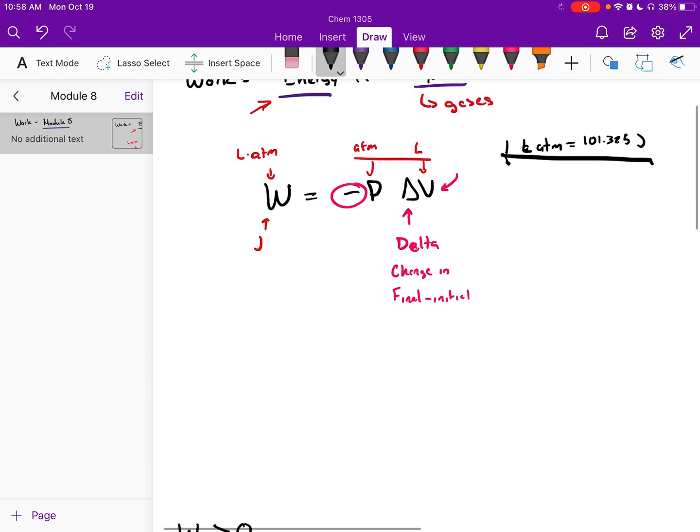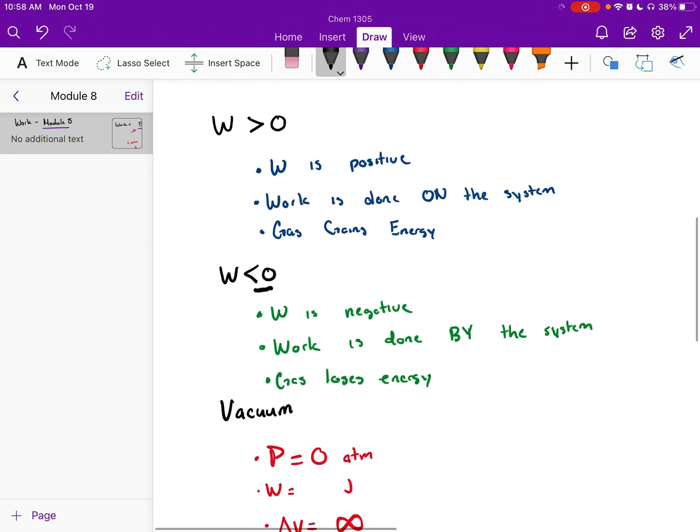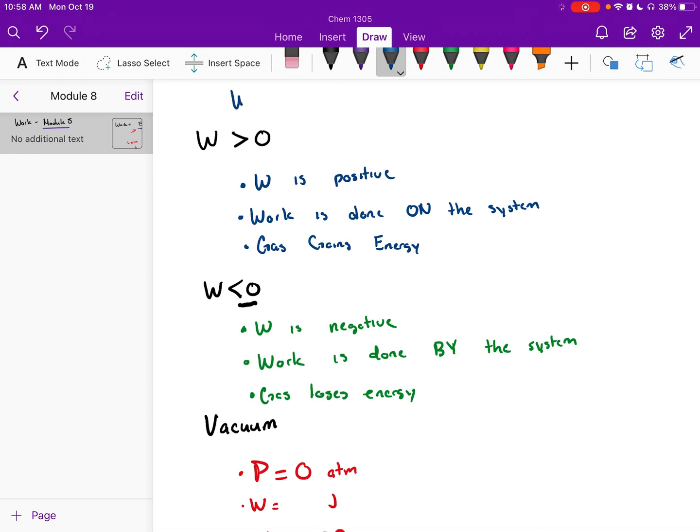So let's break down this work equation into negative P delta V. Remember that we said delta V is just V final minus V initial, and I'm just using F and I. So these are two variants of the work formula. If you use either one of them, it's fine, just as long as you don't forget that negative and you don't forget that delta. Okay, cool. So let's remind ourselves once more of this work equation: work is negative P delta V.